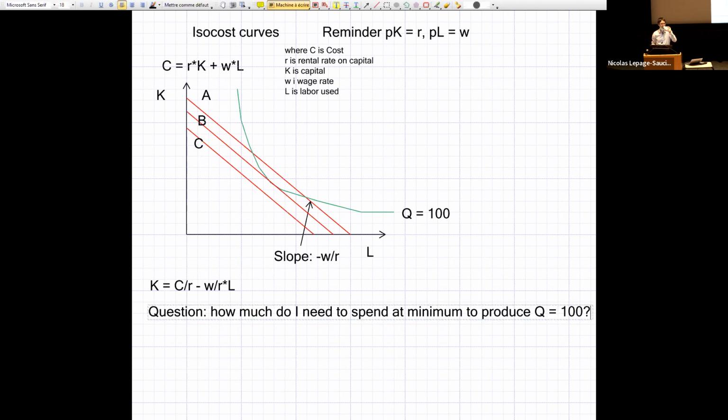Mike gave the answer in the chat. Yes, the tangency is at curve B there. So good answer. Isocost curve B will be the answer.